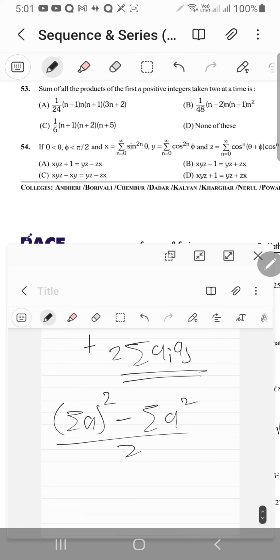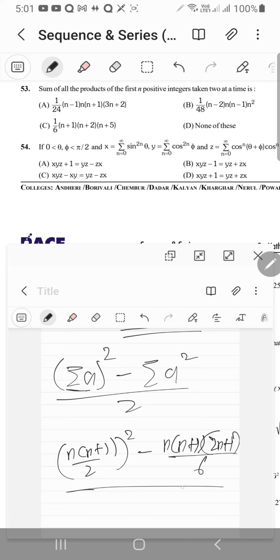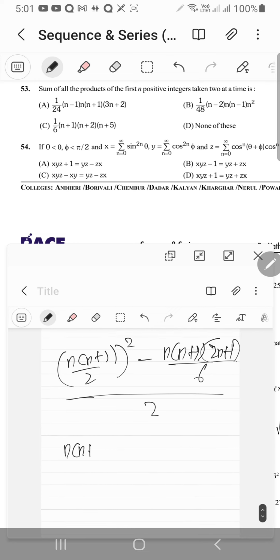Yay. Right. And now it's the first n positive integers, so this thing is just 1 plus 2 plus 3 till n, so it's going to be n into n plus 1 upon 2 squared minus summation of a squared, that's just n into n plus 1 into 2n plus 1 upon 6, and that thing upon 2. Okay, so it's n into n plus 1 upon 4, into n plus 1 upon 2 minus 2n plus 1 upon 3, I think. Yeah, that's right.